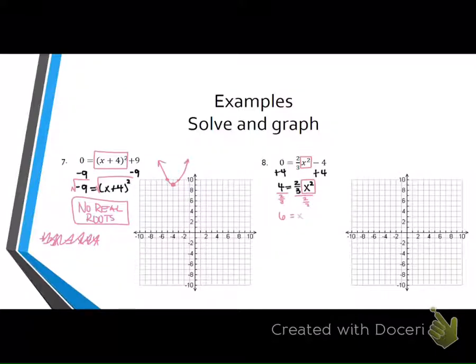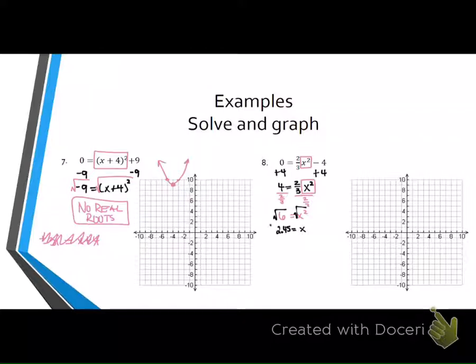6 equals x squared. So now are we isolated? Yeah, so we can take the square root. What's the square root of 6? 2.45. It's not just 2.45, it is also negative. So if we split this, will we have to continue to solve it? No.